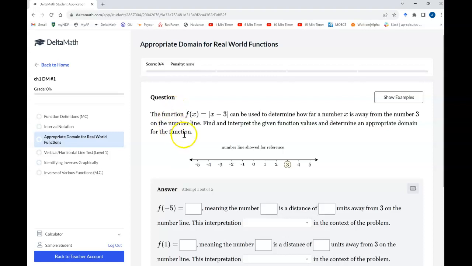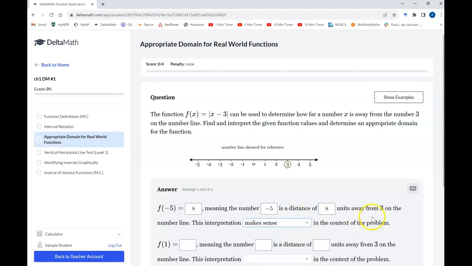Okay. It says the function f of x equals the absolute value of x minus 3 can be used to determine how far away a number x is from the number 3 on the number line. Find and interpret the given function values and determine an appropriate domain for the function. So f of negative 5, if I plug negative 5 in here, I get positive 8, right? Negative 5 minus 3 is negative 8, and then the absolute value makes it positive, which means the number negative 5 is 8 units away from 3 on the number line.